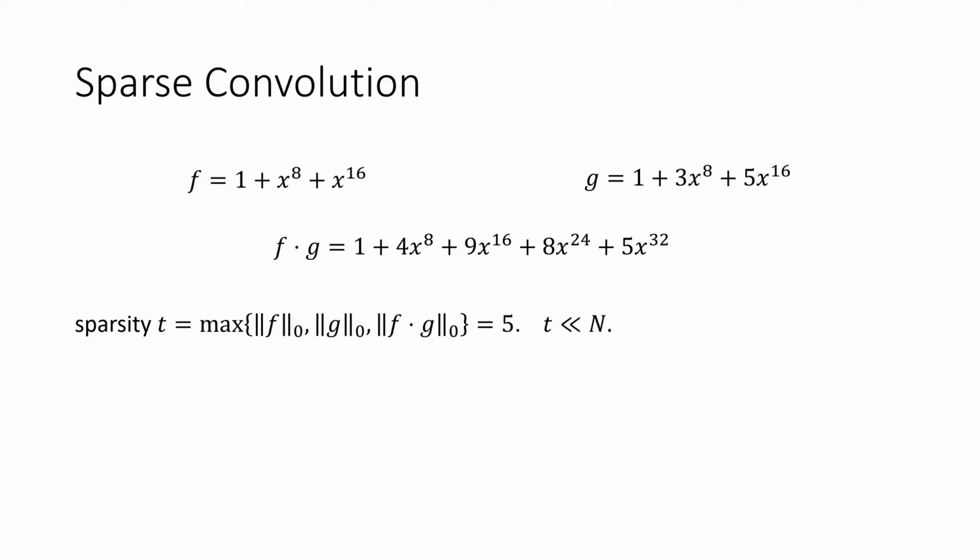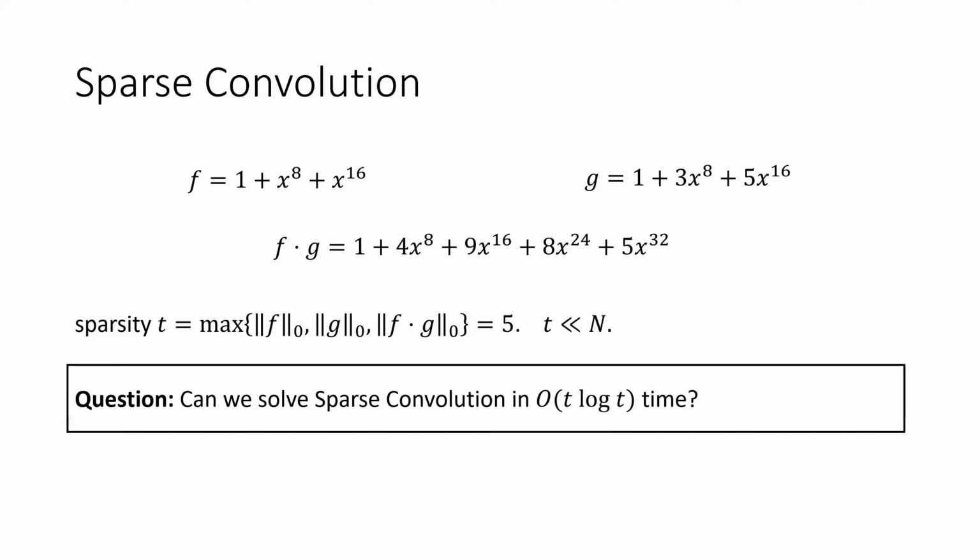The brute force algorithm that enumerates all the pairs of coefficients runs in t squared time. And the best time complexity in t that we can hope for is order t log t time, which would match the best known n log n time in the dense case. So the natural question is whether we can achieve this running time.